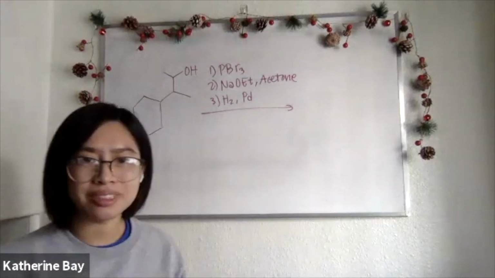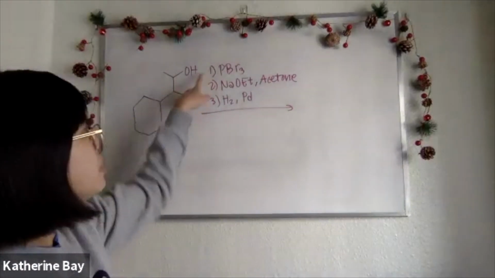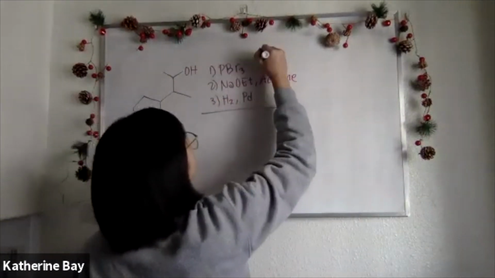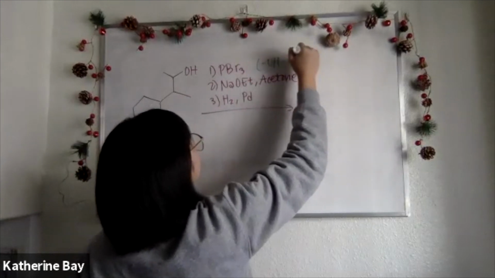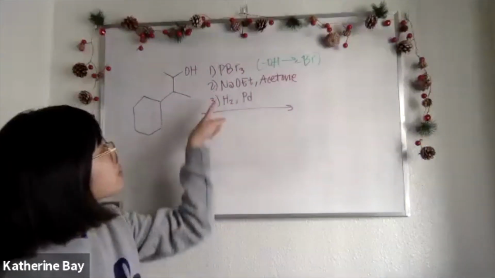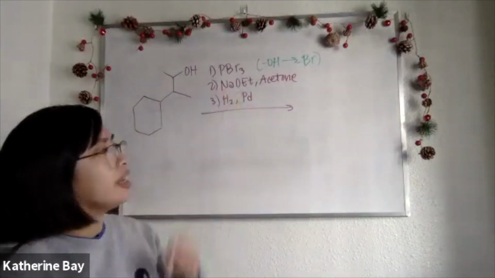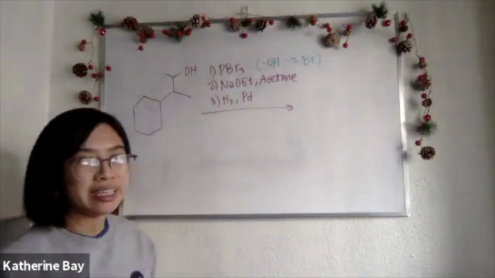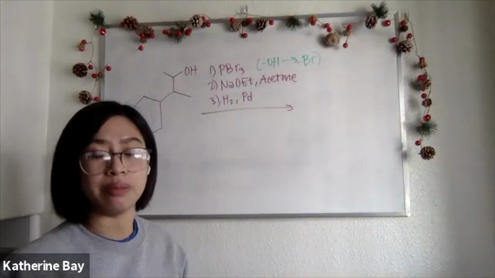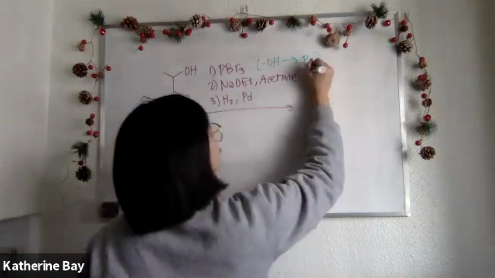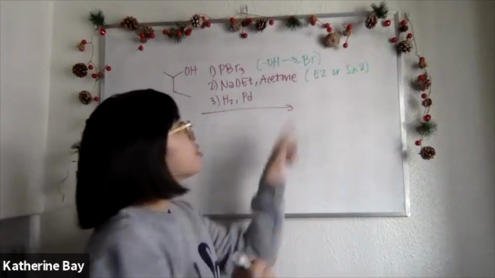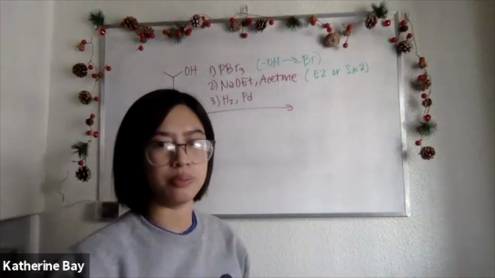So in this multi-step synthesis, the first step is we're using PBr3. So remember that this is a reagent that we use to change alcohol into a good leaving group. So in this case, we're changing alcohol into a bromine group, which is a good leaving group. The second step is we're going to use sodium ethoxide, or NaOEt, and acetone. So from here, it depends on what type of alpha carbon, as well as how many betas are connected to it. So this could proceed either through E2 or SN2. So we'll take a look after we change it to bromine to see which mechanism to proceed.